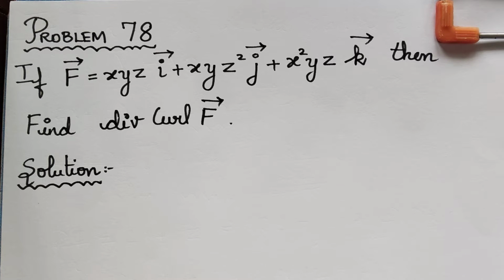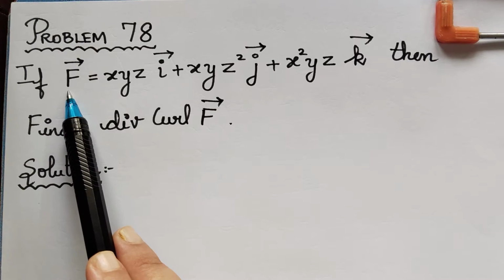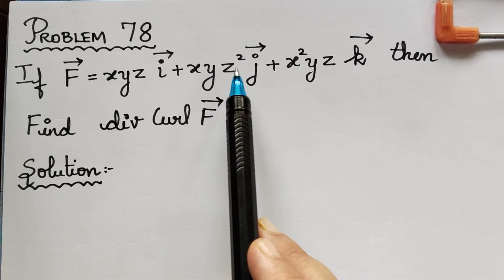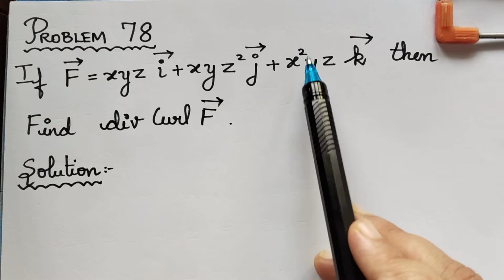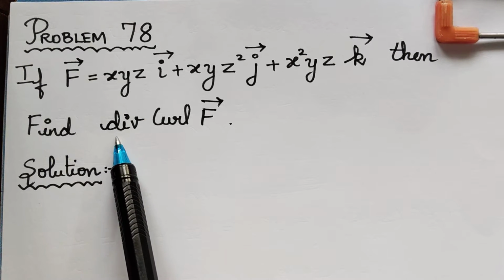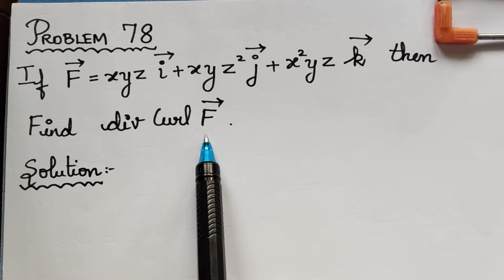Dear students, under the topic vector differentiation, here we have a problem that involves both the concepts of divergence and curl of a vector point function. Now, here the question is: if f vector is equal to xyz i vector plus xyz square j vector plus x square yz k vector, then find divergence of curl of f vector.